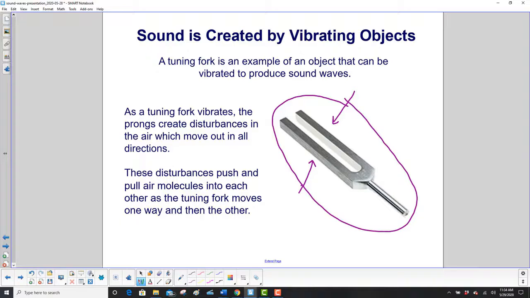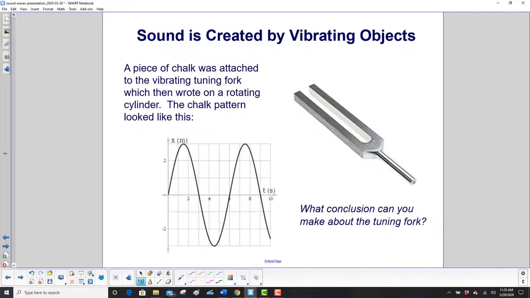These disturbances push and pull the air molecules into each other as the tuning fork moves one way and then the other. A piece of chalk was attached to the vibrating tuning fork, so not sure how you'd exactly do it, but let's pretend it was attached right there. There's your chalk. Okay, and then it wrote on a rotating cylinder. So here's our cylinder. I'll make it a little longer, and that's rotating around. The chalk pattern looked like this. It would go up, come down, and just kind of follow that path.